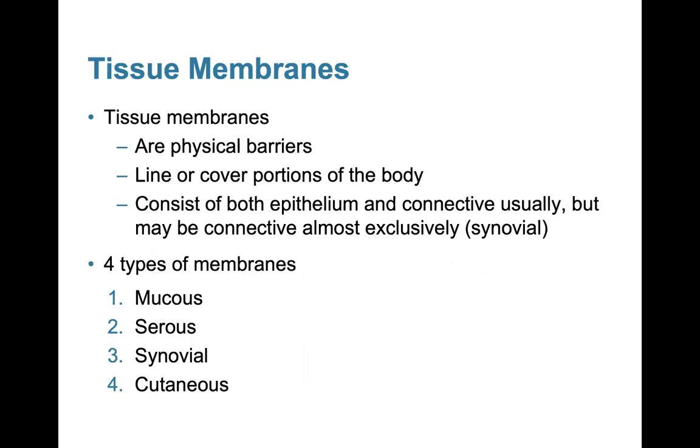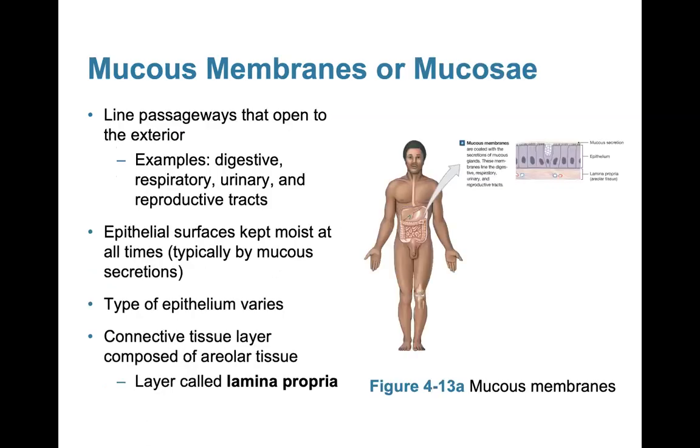Okay, we have a few different types of tissue membranes. These are physical barriers that line or cover portions of the body. They usually consist of both epithelium and connective tissue, but they may be connective almost exclusively. There are four types of membranes: mucous, serous, synovial, and cutaneous. Your mucous membranes, or mucosa, line passageways that open to the exterior. Examples would be your digestive, respiratory, urinary, and reproductive tracts. All of those open tubes that are part of those various systems are going to be lined with mucous membranes.